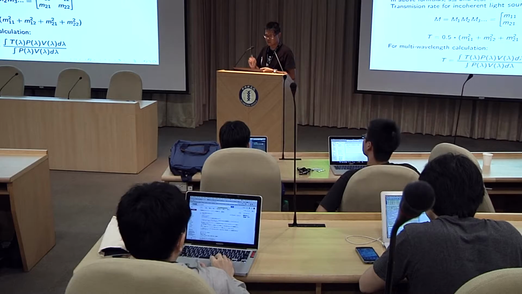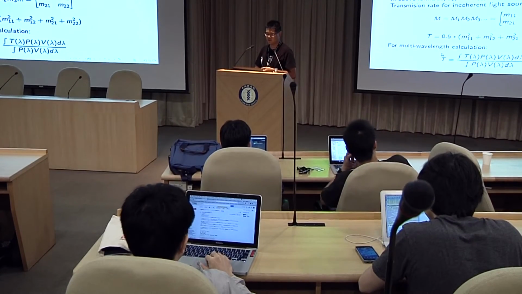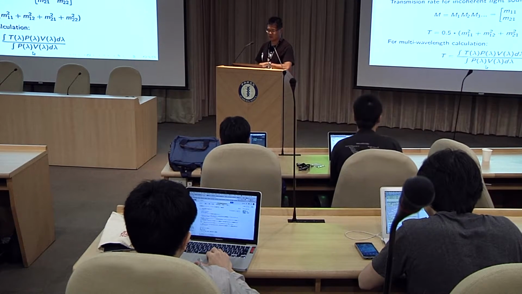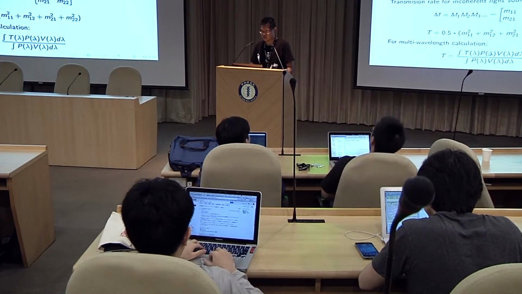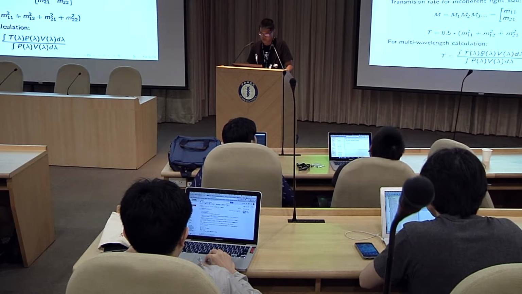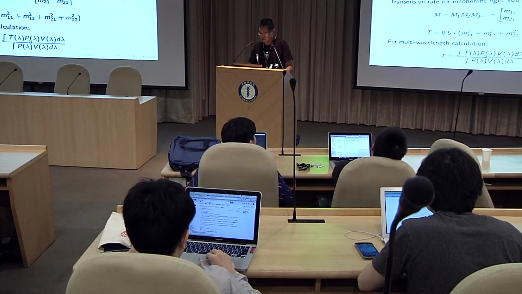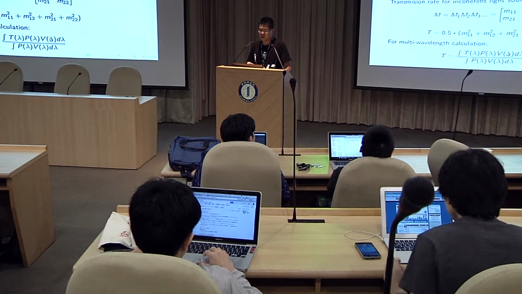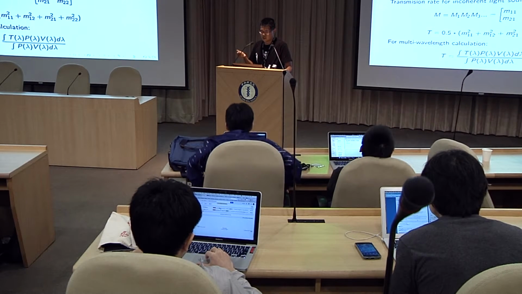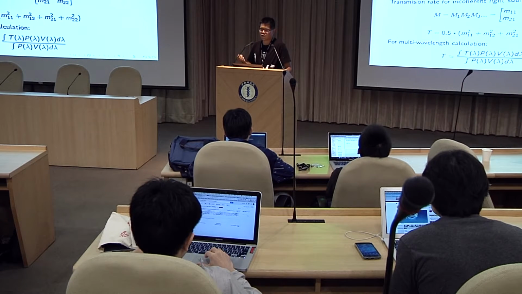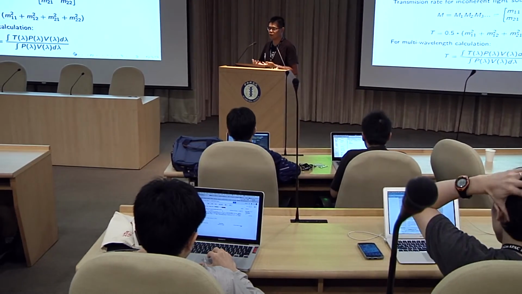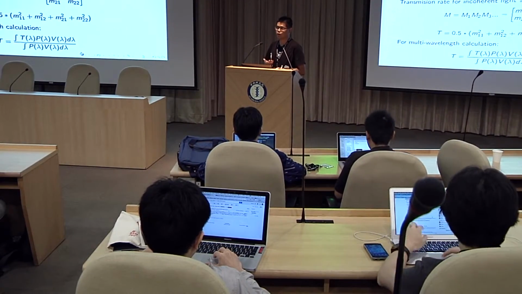This is the calculation for one wavelength. If you want the transmission rate for many wavelengths, you have to do this integration. This is the transmission for a wavelength. This is the power distribution of the light source, and this is the visual efficiency of the human eye, because the human eye has different sensitivity to light of different wavelengths. So you do an average, and you see the transmission rate for the white light.